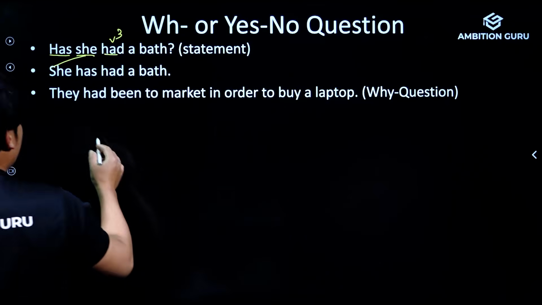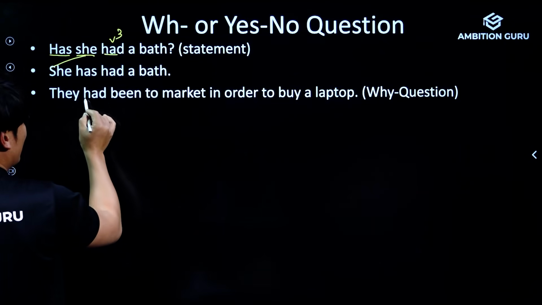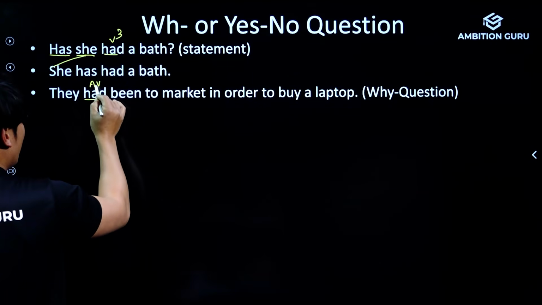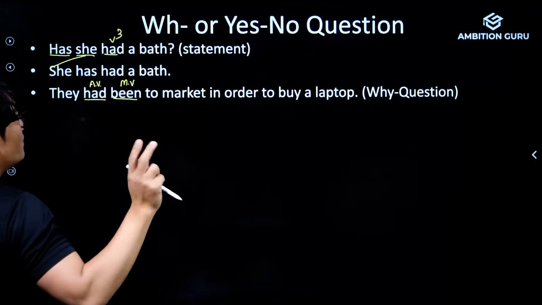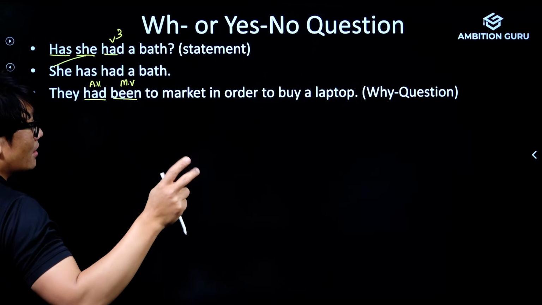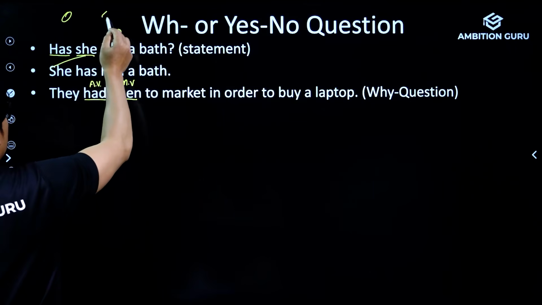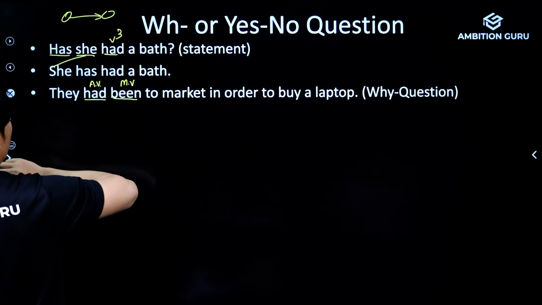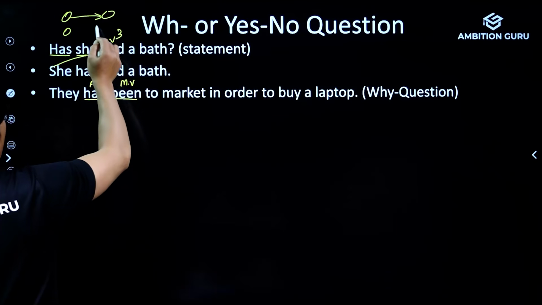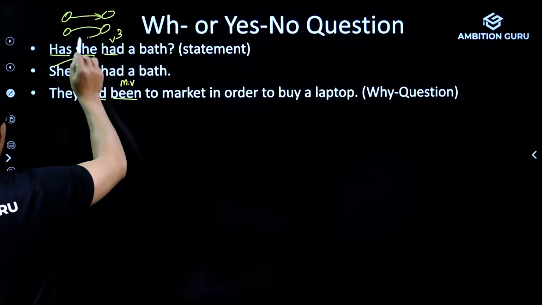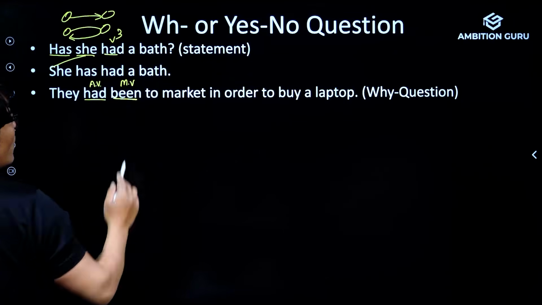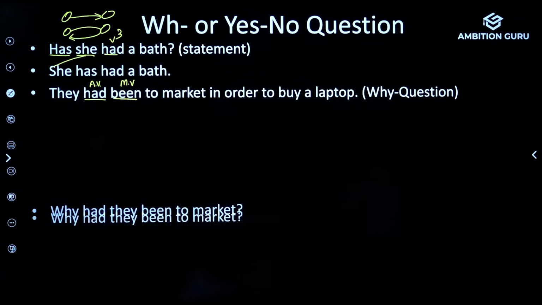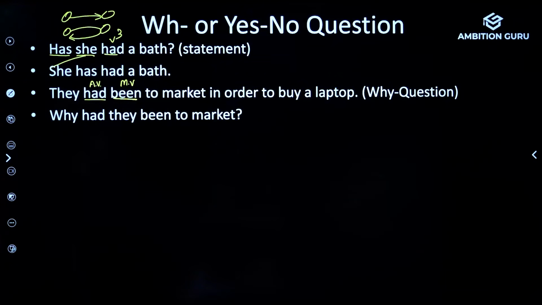So you need to understand here, they had been to market. So had is the auxiliary verb and been is the main verb. Okay, one is gone, one is been. If it is one side only, from this place to that, this is called gone. But if you go from one place to another and return back, this is called been. So here is been. So the answer is: why had they been to market? This is the correct answer.